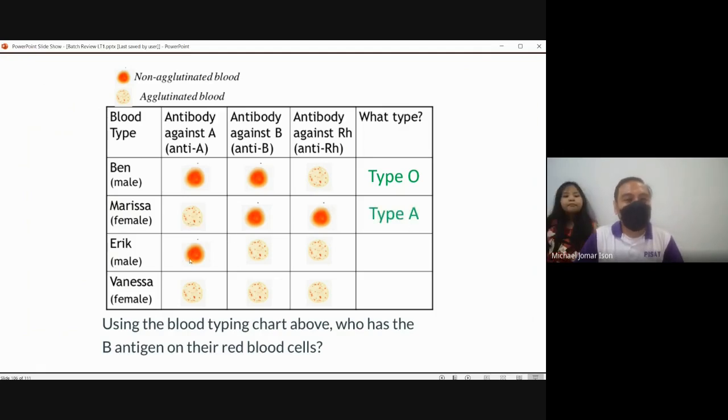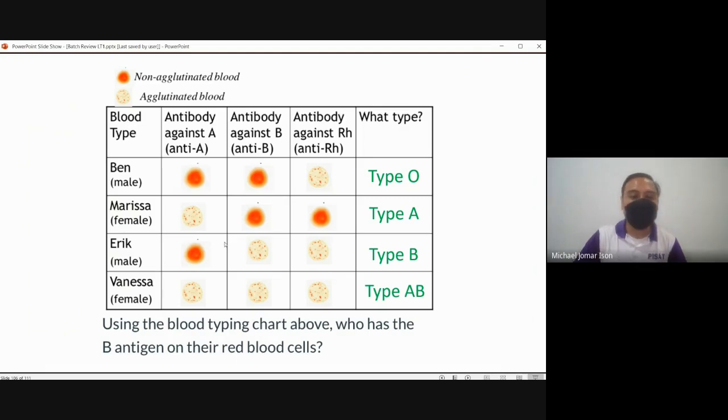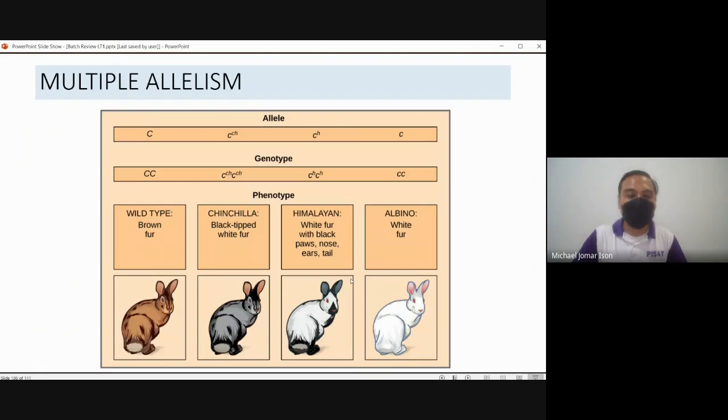If the person has no reaction with anti-A, meaning no antigen A at all, but there is a reaction with anti-B, which means that the antigen B is present. That's why there's a reaction. It's a type B. And then there is an anti-A reaction and an anti-B reaction, which means A antigen is present because there's a reaction, and B antigen is present because there's a reaction. So it's a type AB. Okay, so knowing all of this will be also very helpful.